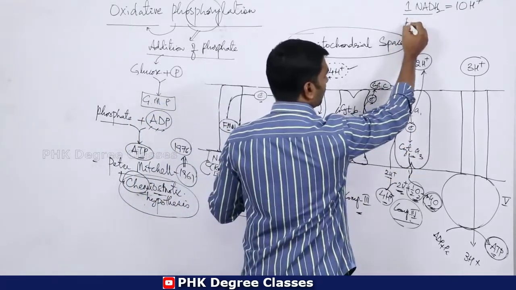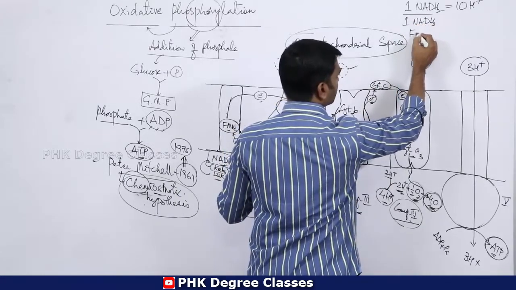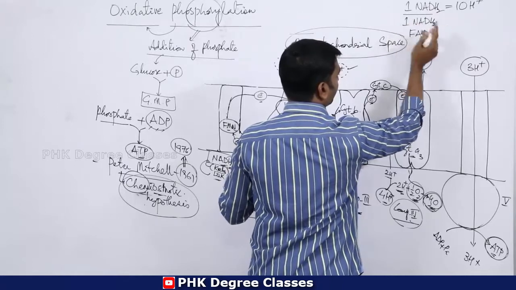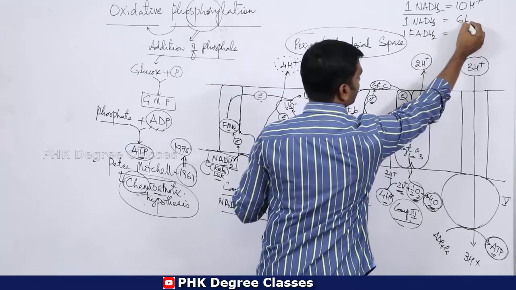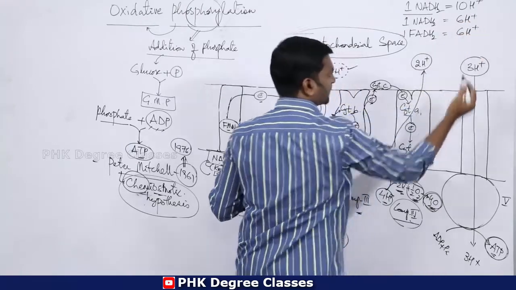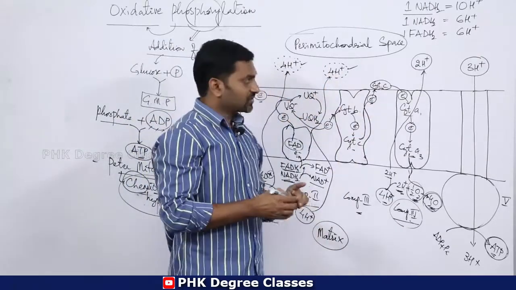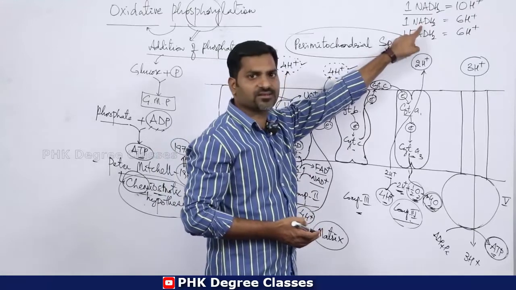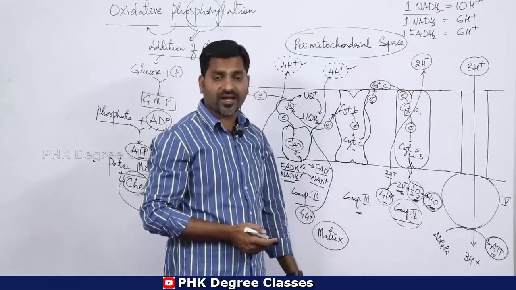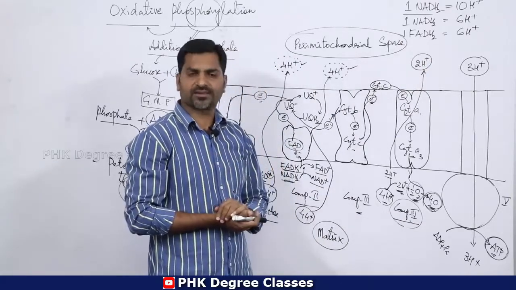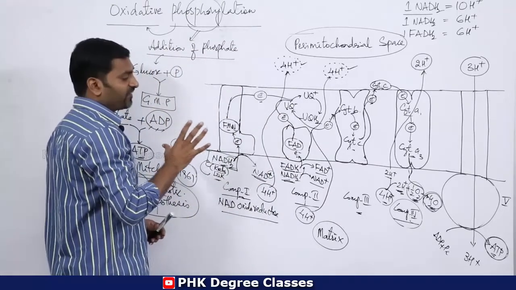So 1 NADH2 of glycolysis and 1 FADH2 of Krebs cycle will each yield 6 protons. You can count 4 plus 2, 6. So 1 NADH2 of glycolysis is equal to 6 protons. 1 FADH2 of Krebs cycle is equal to 6 protons. Clear?